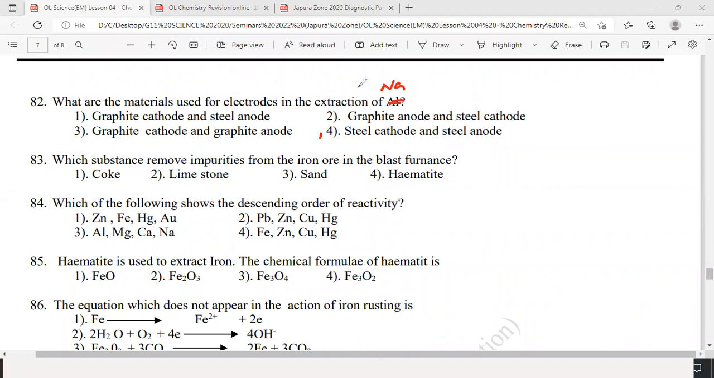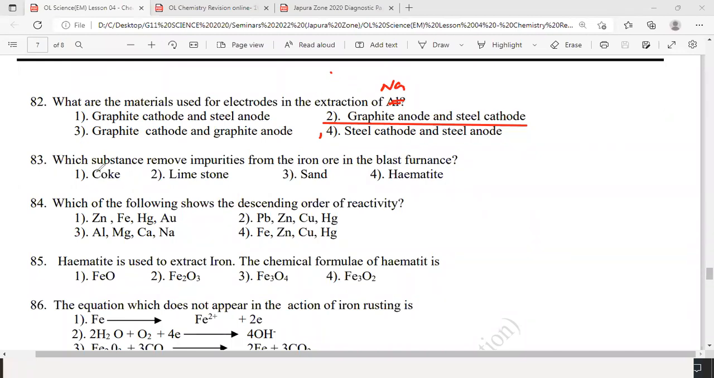For the sodium extraction, we use graphite anode and steel cathode. I don't know if they have done electrolysis, electrochemistry, chapter 12, grade 11. So therefore, no need to worry about that if we have not done. Graphite anode and steel cathode are the materials used for the sodium extraction by Downs cell.